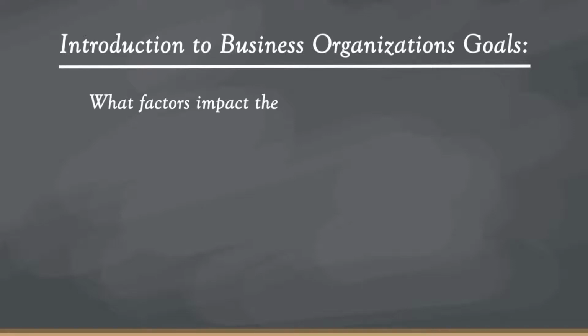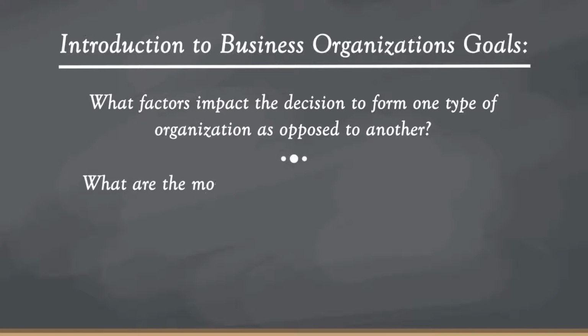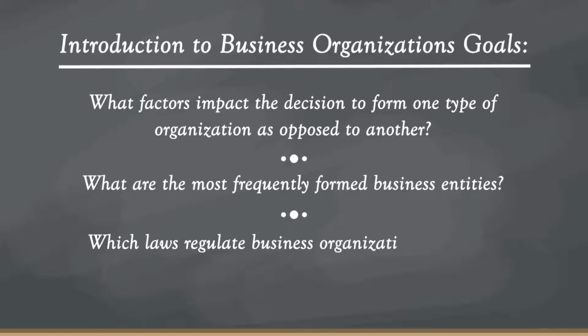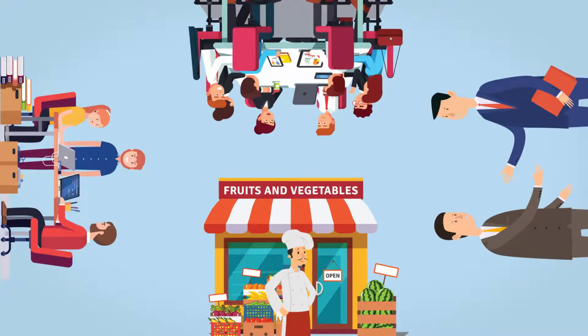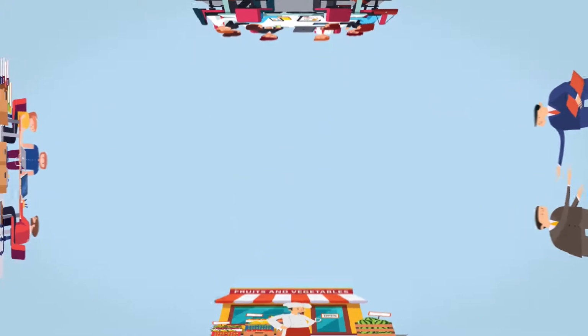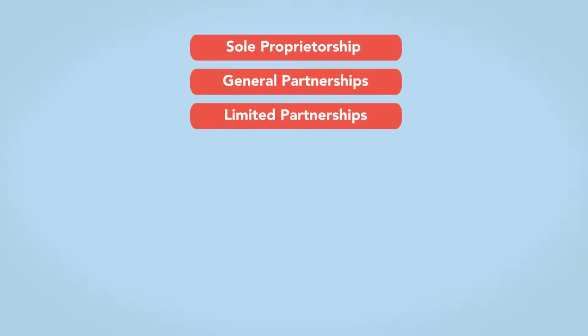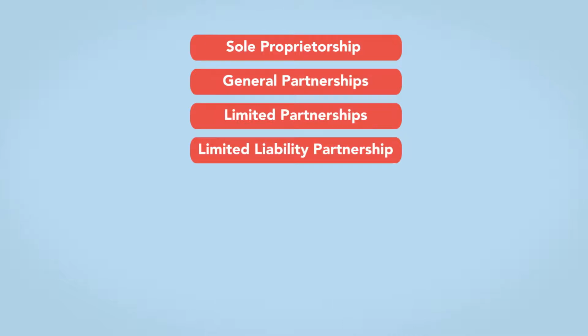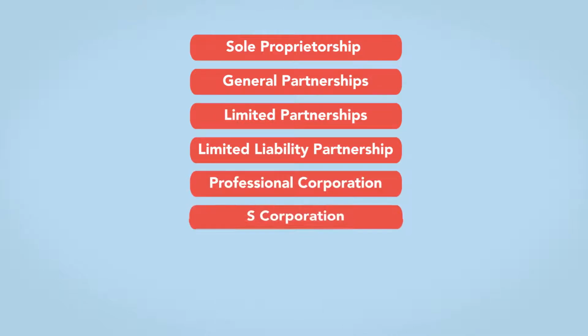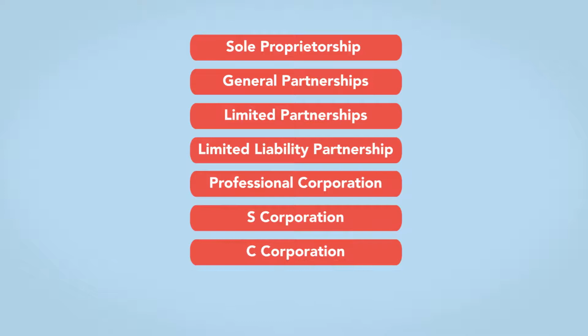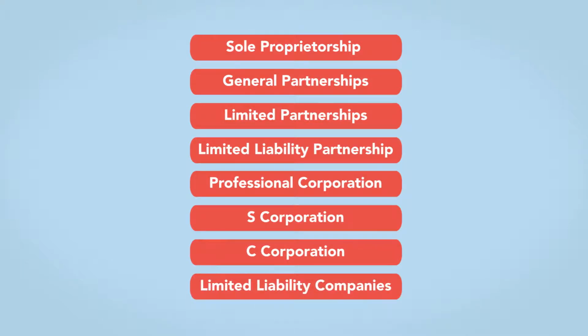What factors impact the decision to form one type of organization as opposed to another? What are the most frequently formed business entities? Which laws regulate business organization activities? A business entity can assume many different forms. The types of business entities that we will introduce and discuss in depth in this program include sole proprietorships, general partnerships, limited partnerships, limited liability partnerships, professional corporations, S corporations, C corporations, and limited liability companies.